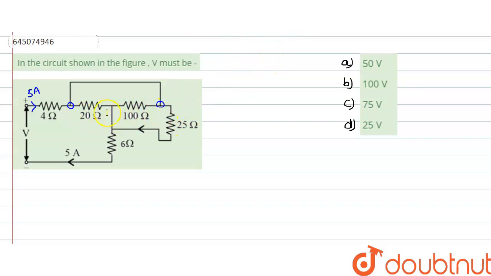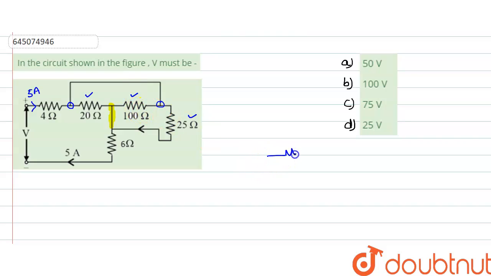Now if we see the other end, this part has been directly connected, so that means the other end of the 100 and 20 would be at the same voltage. Now the other end of the 25 is connected by a wire, so it is also at the same voltage. What we can say is that this 20, this 100 and this 25 are connected in parallel. Why? Because each of their ends is at the same voltage.